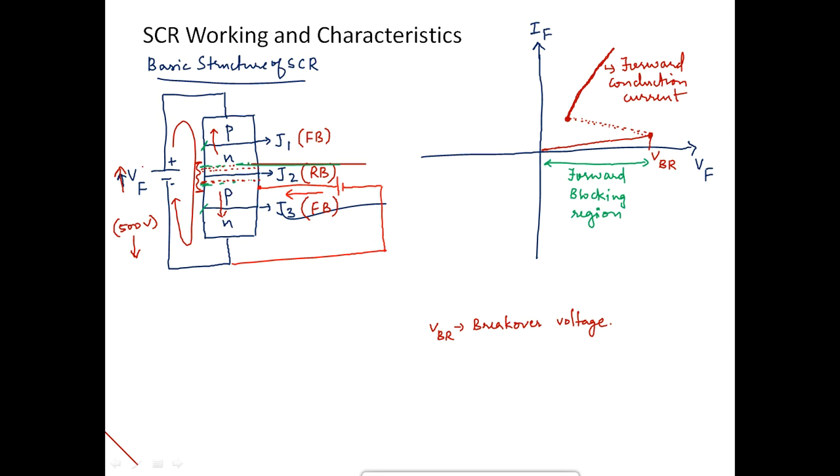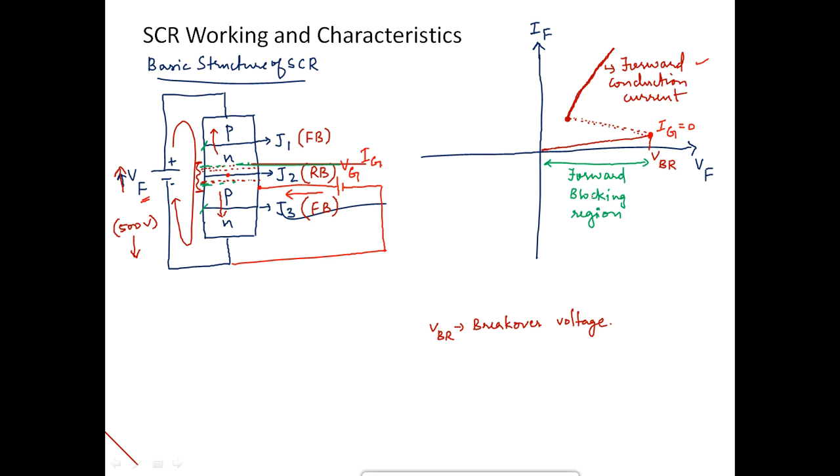Please understand that VF is trying to reverse bias the junction J2. However, due to the additional terminal, let me call it VG, the voltage applied at the gate, a current IG flows. Please understand, at VBR, at this stage there was no gate current, IG was 0. However, the problem was that we need a very high forward voltage, almost 500 to 600 volts, because it is only after that we are going to get the forward conduction current.